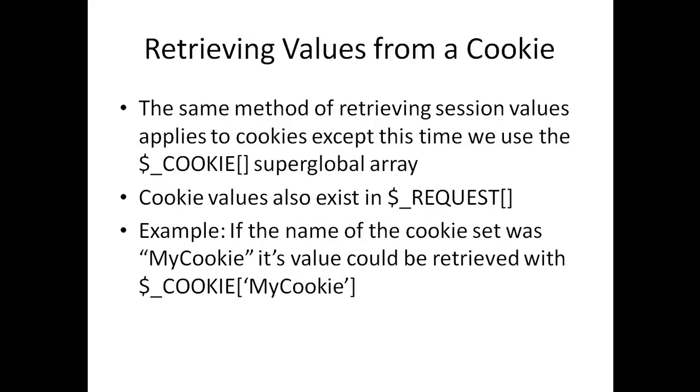Alright, to get values from the cookie, you use the same method as sessions. You just use the underscore cookie superglobal. Cookie values also exist in underscore request. Keep that in mind. Okay. So if you set the name of the cookie to my cookie, its value would be retrieved with underscore cookie, my cookie being the index.